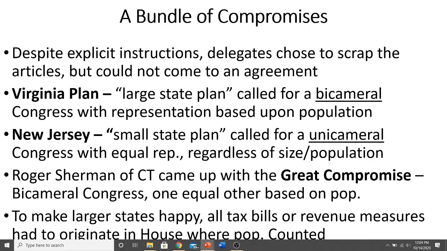So luckily, Roger Sherman arises with his idea that is later called the Great Compromise. And this is where we get our House today. Our House of Representatives is made up based upon population, and our second house of Congress is called the Senate, in which each state has 2 representatives, and thus each state is equal. By having all bills have to go through both houses, every state is treated equally, with the larger states having somewhat of an advantage since all tax bills and revenue measures have to originate in the House, where population counts most.